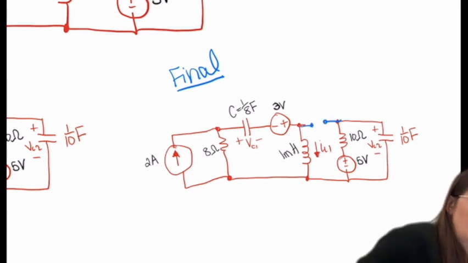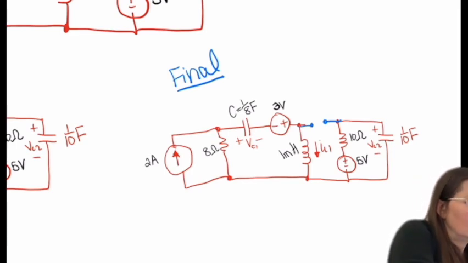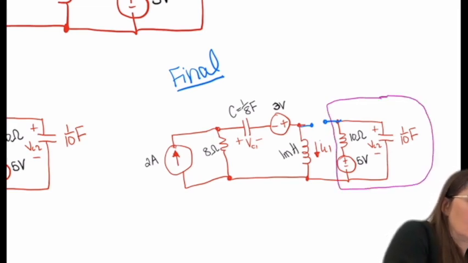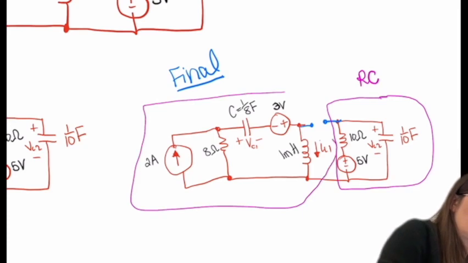So this would be the final circuit. So this is going to determine what you have. So I heard, what's this going to be? That would be just a regular RC circuit. RC, correct. And then what about this side? That would be series. Okay, RLC series.